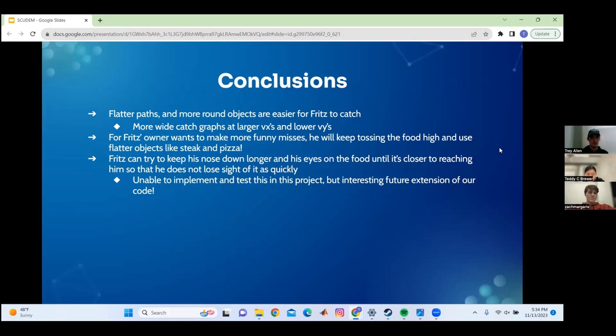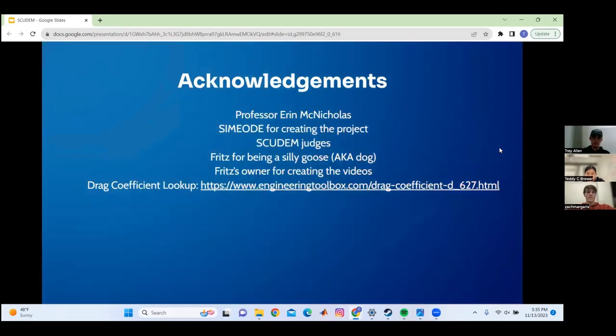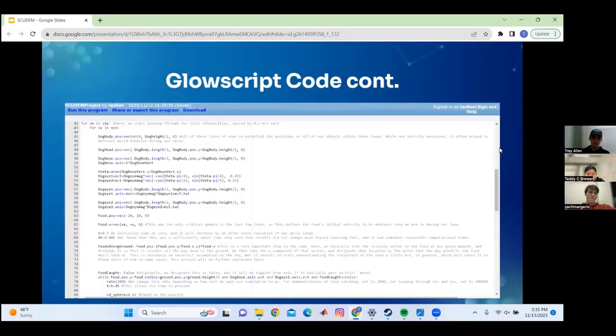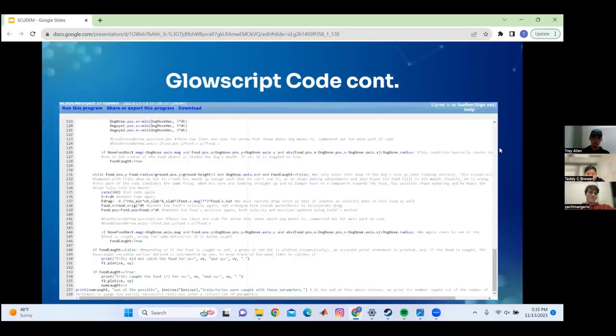And we were unable to implement some of the tests in the project, but it would be an interesting future extension for our code. We would like to acknowledge the people listed here. And here's our code. Thank you.